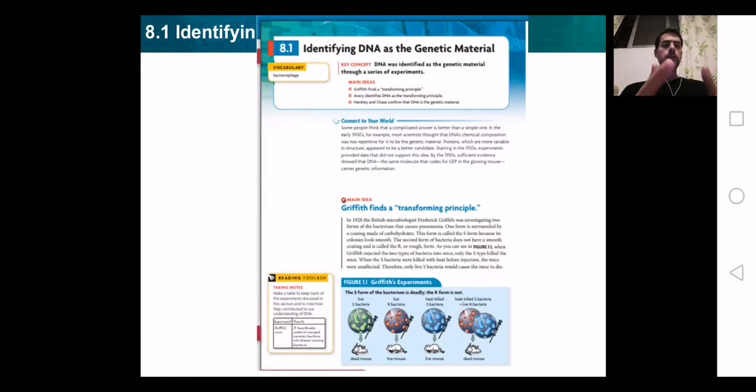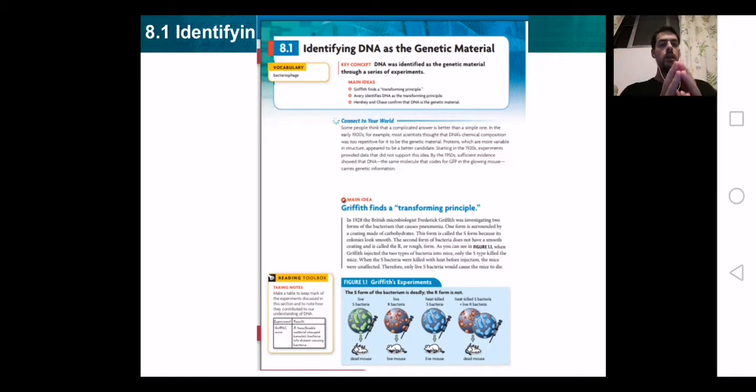At the beginning, this is the first page of your book. I know some of you lose track when you do not see a book page. This is why we are going to study first. We're going to study Griffith's findings.